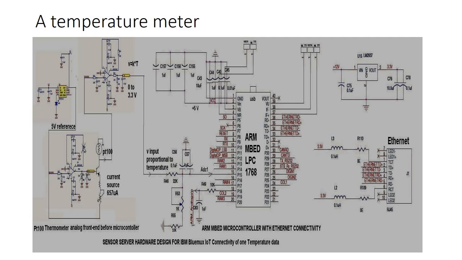The PT100 sensor, you can see that it's a small current source which is feeding a current into the sensor, and the voltage is read back into pin number 15 of the ARM MBED LPC1768, and the MagJack connector is connected through 4 wires: TD plus, TD minus, RD plus, RD minus. After that you write the firmware, which is nothing but a server.